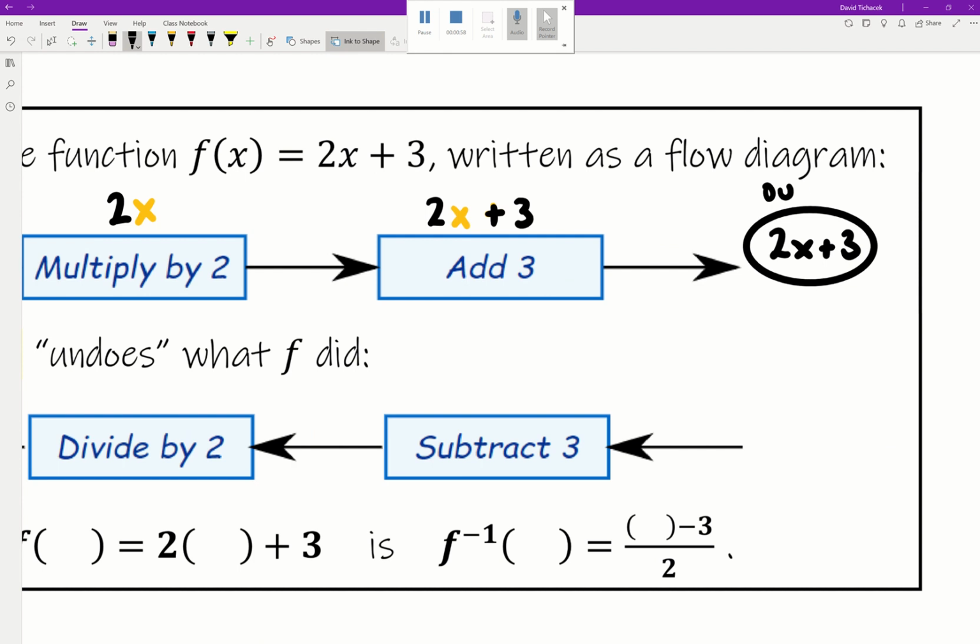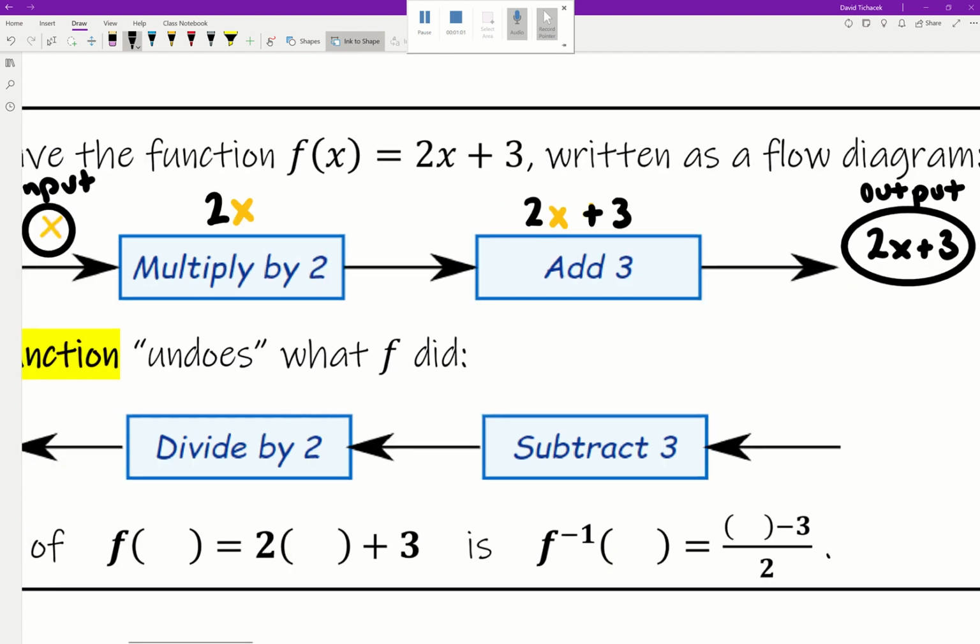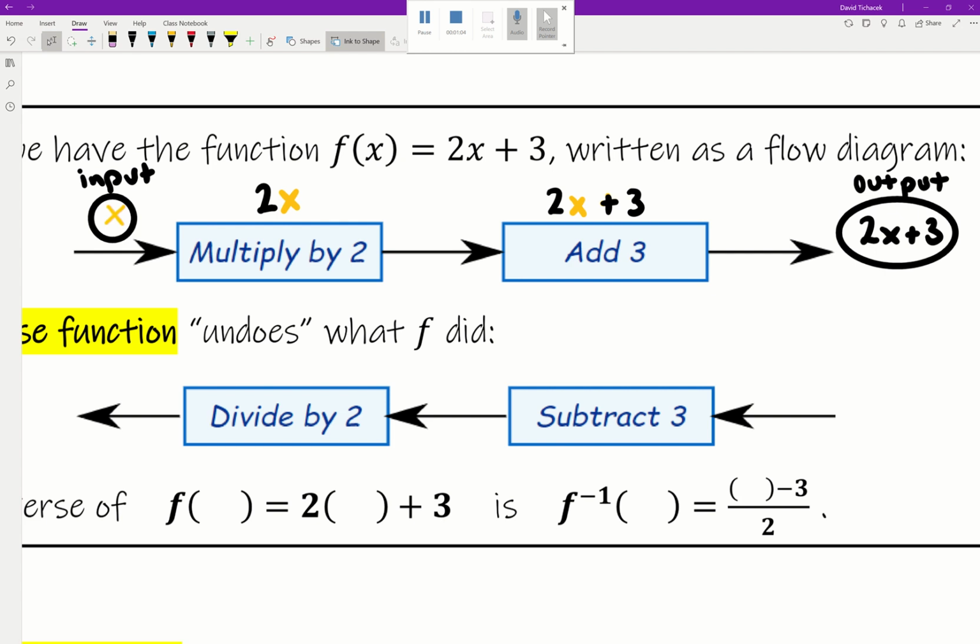And then what we finally end up with here is going to be the output 2x plus 3. Okay, so remember that we coined these terms input and output, and I think this flowchart does a really good job of describing what that function might do.